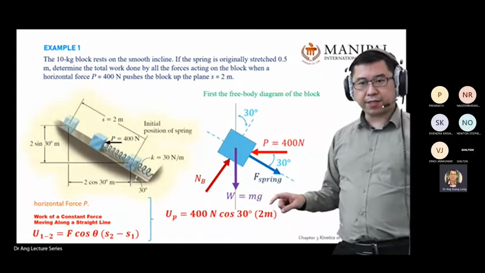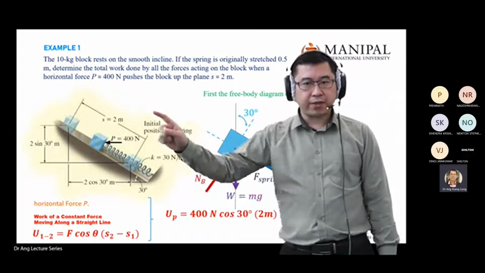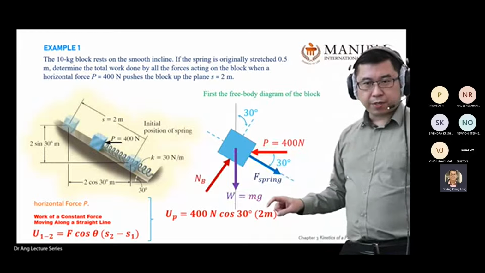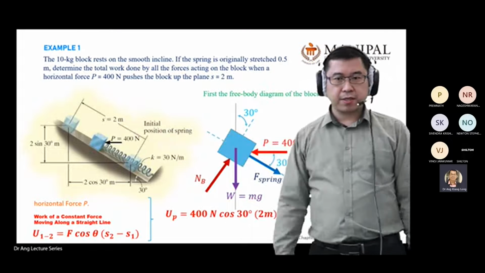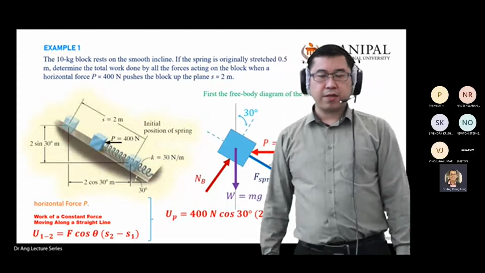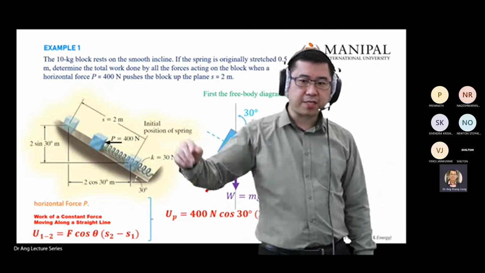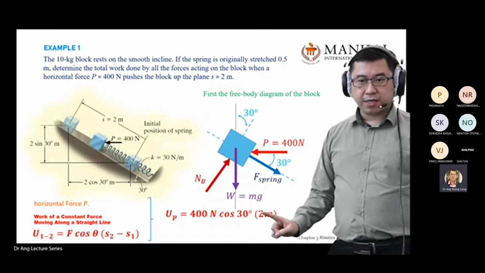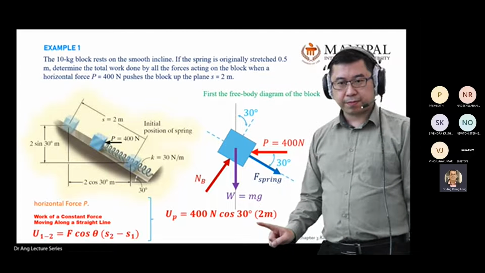Try to observe that the distance we use is from the starting point until the end point. We use 2 meter, as in the question. We do not use this one or this one. Why? Because our force and displacement must be in the same direction, then you are creating work.